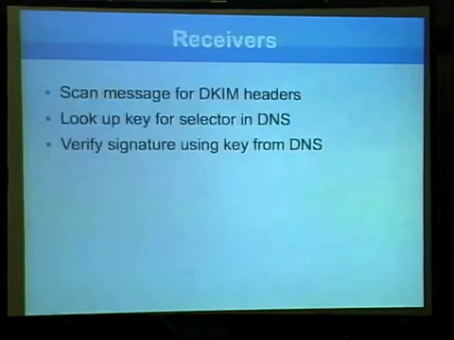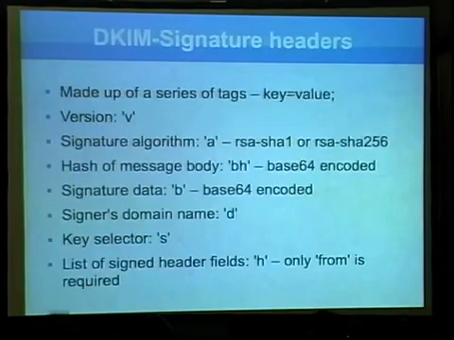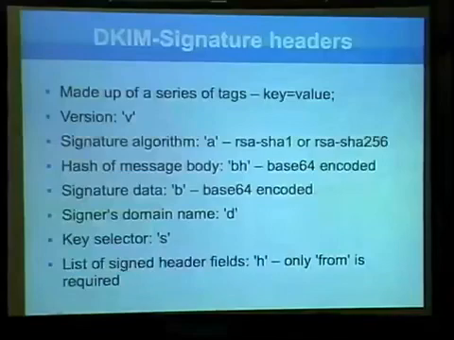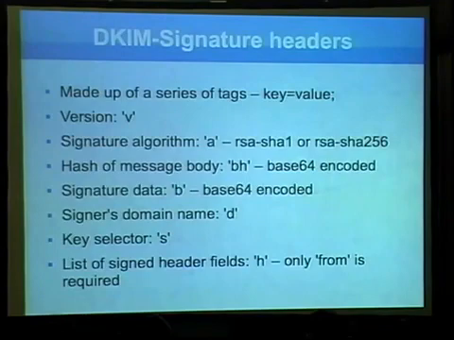Receivers, verification is pretty trivial. There's a header in the message that you look for, parse it, verify the signature. Nothing super fancy there. The header is composed of a series of tags. They're key value pairs. You have a version, which is just going to be one. You have a signature algorithm. It's either RSA SHA-1 or RSA SHA-256. There's a hash of the message body in there, which is base64 encoded, along with the raw signature data.